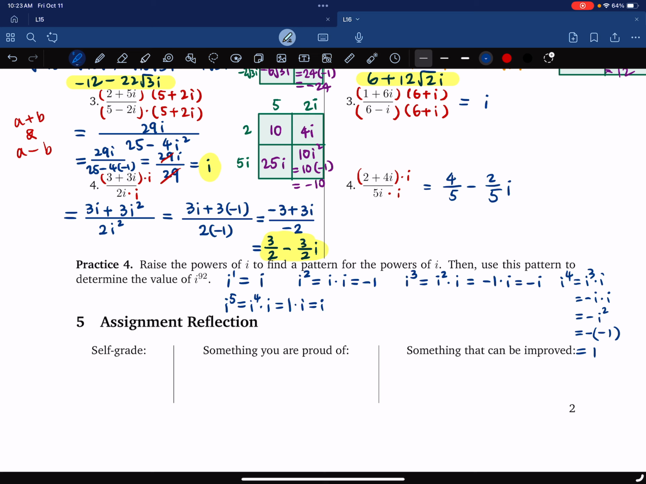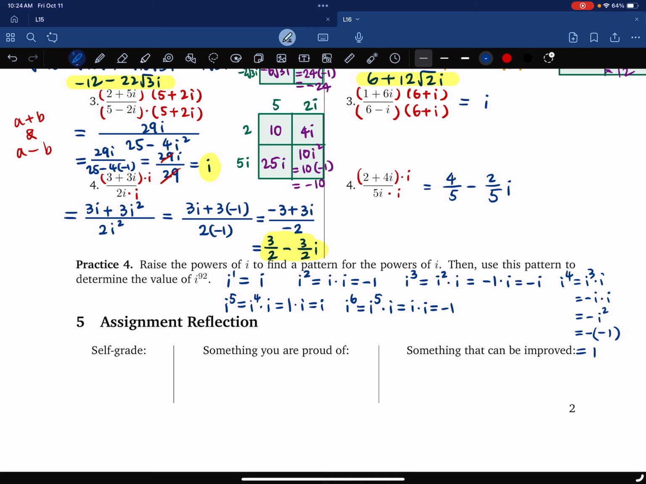And then if you don't see the pattern now, it's okay. We could keep going. But for those of you who see the pattern, let's just do one more. Next one is i to the 6th. Using the same strategy, it's i to the 5th times i. And then we just found i to the 5th is i. So it's i times i again, which is -1.